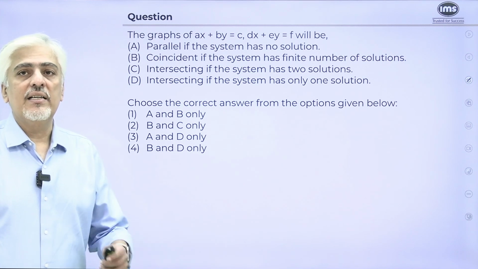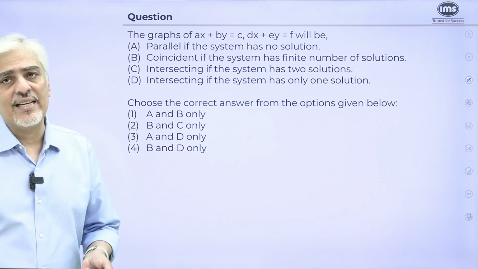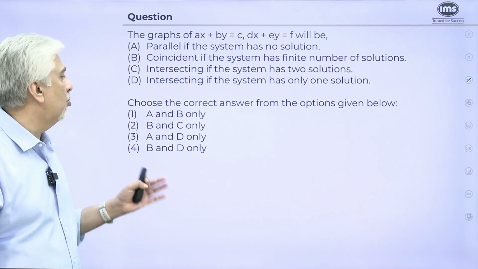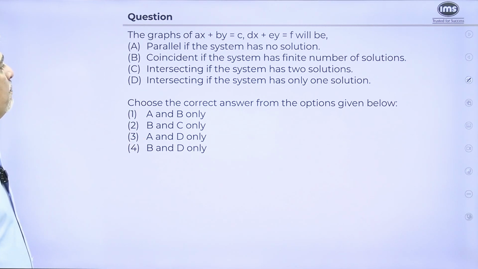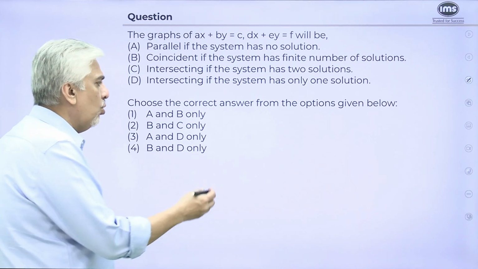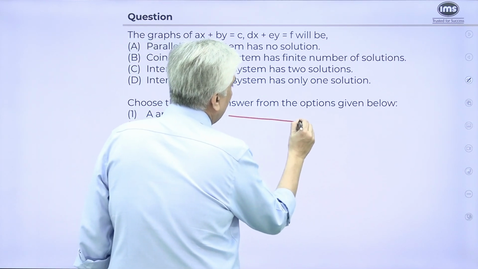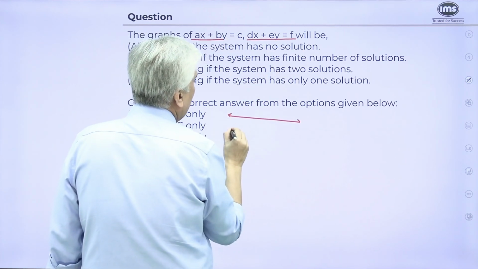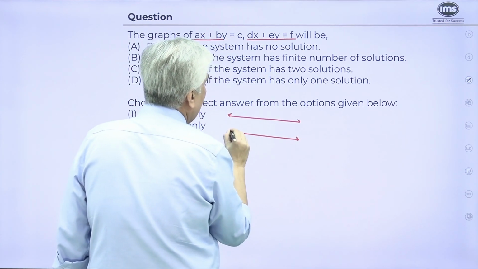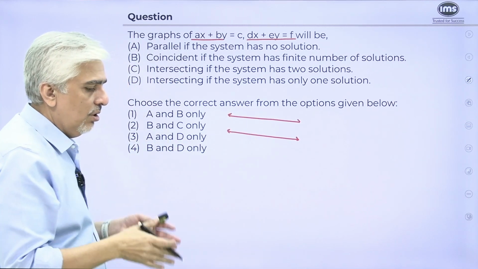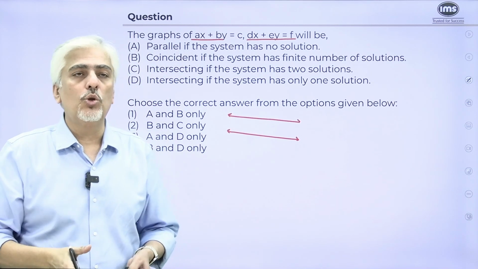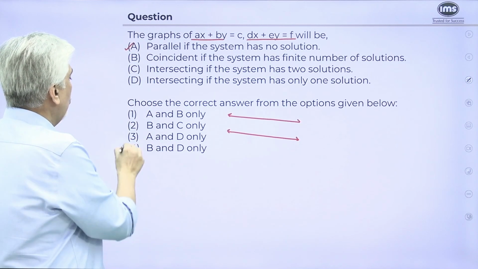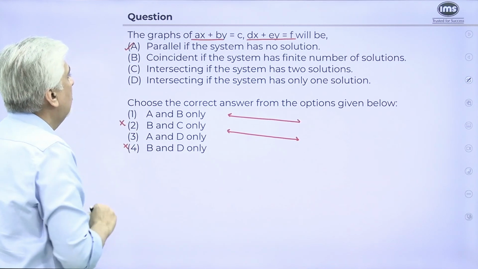The graph of ax plus by equals c and dx plus ey equals f, which of the conditions will be true? Parallel if the system has no solution. Suppose there are two straight line graphs. These are linear equations, both of them. If there are two straight lines which are parallel, is there any solution? No, two parallel lines never meet. So there is no solution, which means A is true. If A is true, option 2 and option 4 are gone.